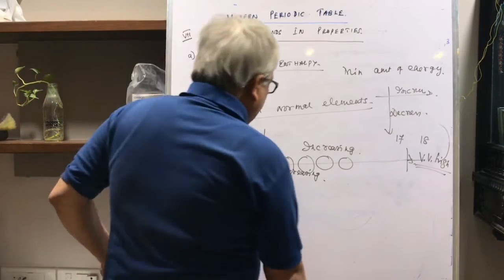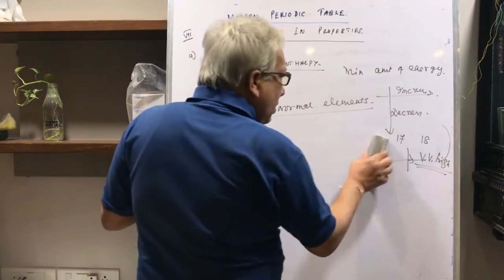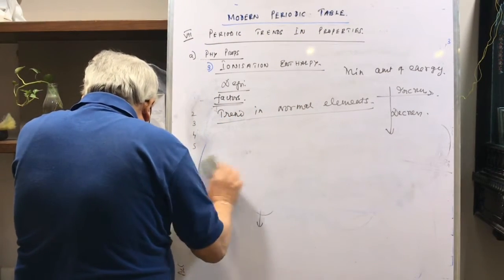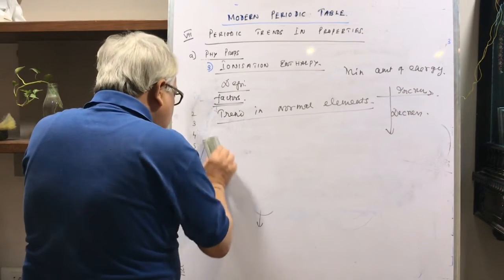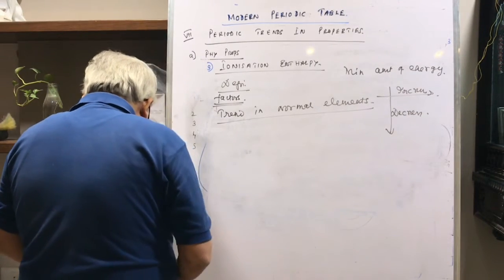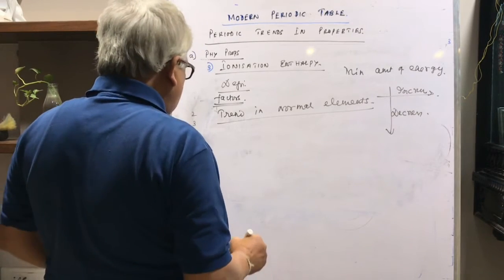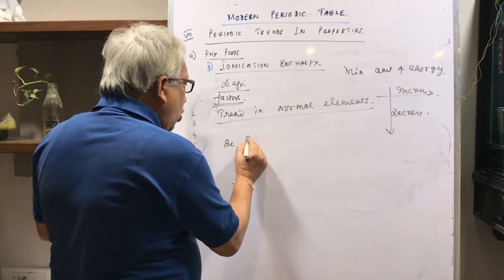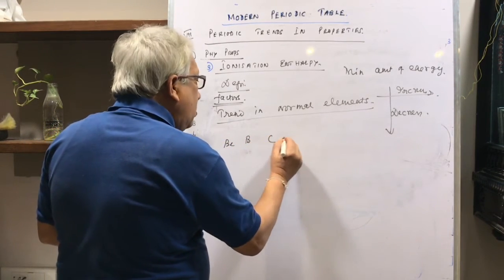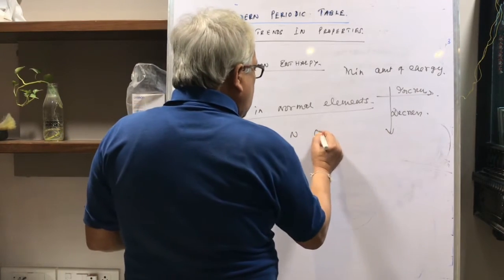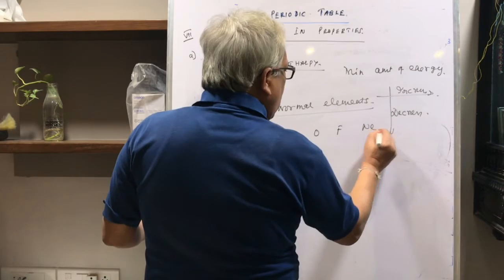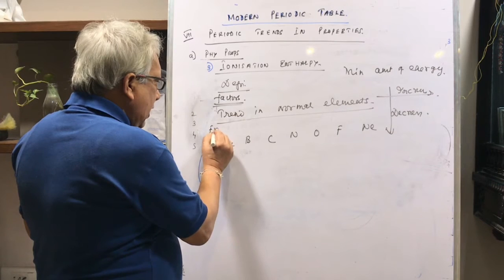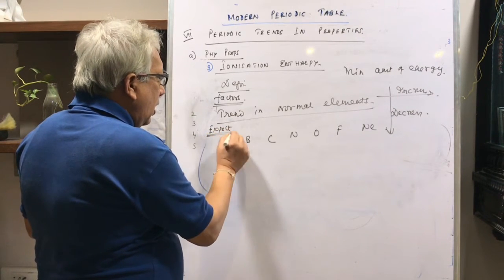Now across the period, when you discuss, there are some exceptions. Let us say in the second period: beryllium, then boron, then carbon, then nitrogen, then oxygen, then fluorine, and then neon. So what do you expect? So I am writing here what we expect is the ionization enthalpy.